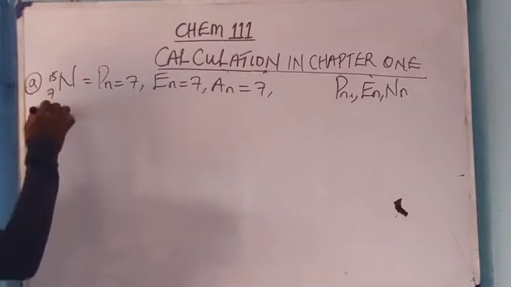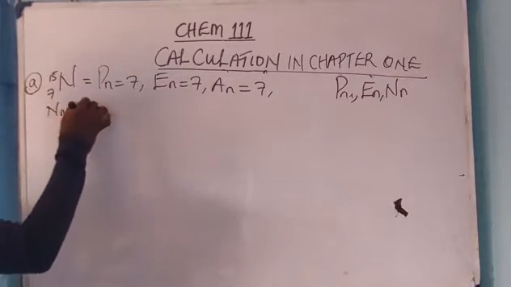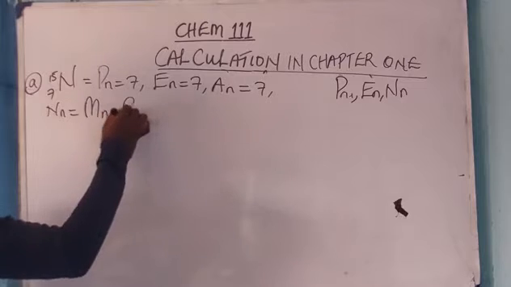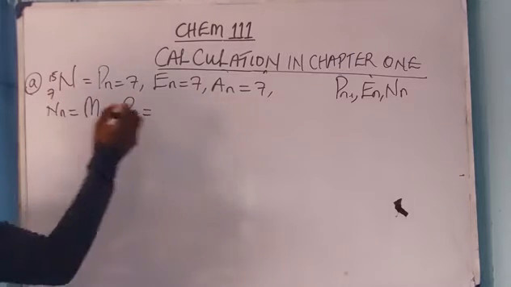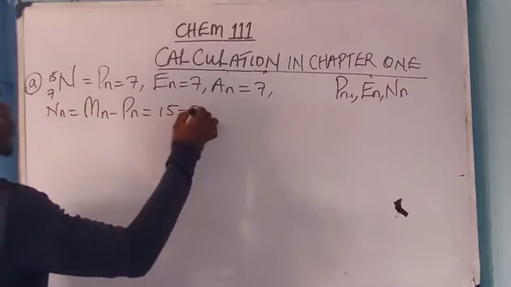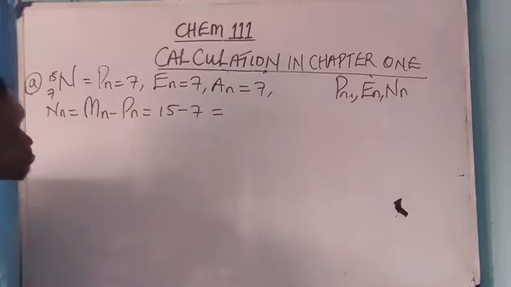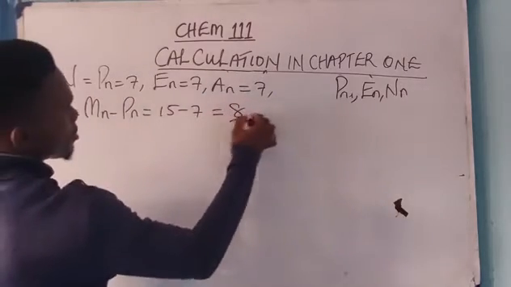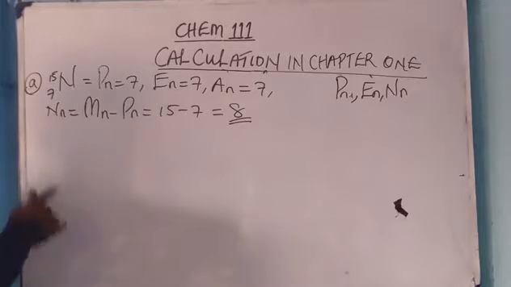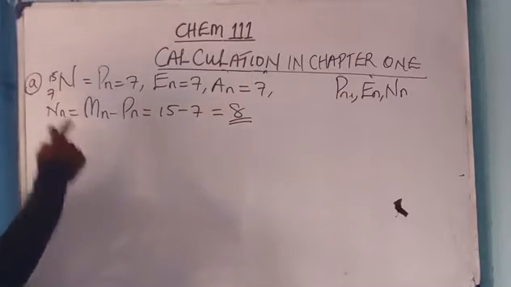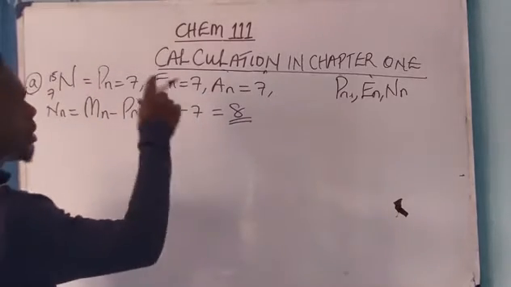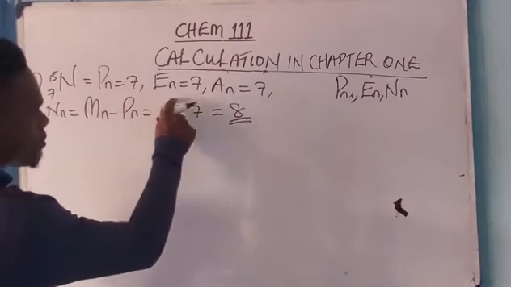Now to look for the neutron number of this, it is mass number minus proton number. Mass number here is 15, 15 minus 7, and that is going to give us 8. Which means that the neutron number of this element, which is nitrogen, is 8. Proton number 7, electron number 7, like that.